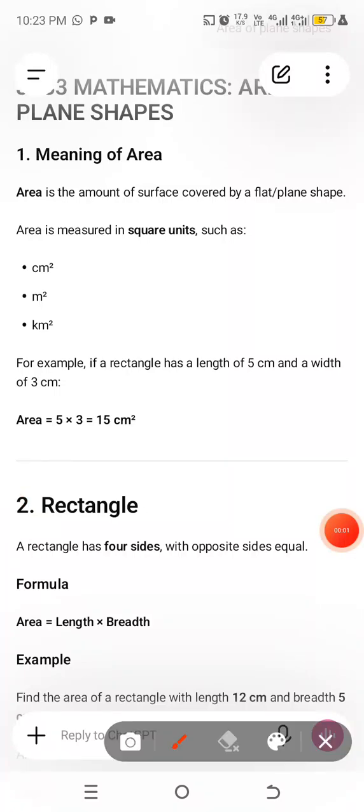Look squarely at plane shapes. Now, the first thing we need to know in plane shapes is the area. What is the area? Area is the amount of surface covered by a flat or plane shape.